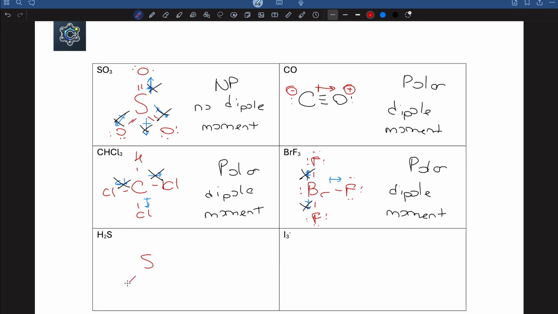H2S is going to look like this, with 2 lone pairs on the sulfur, no lone pairs on the hydrogens, and each of the hydrogen-sulfur bonds are polar, going towards sulfur, and they don't cancel each other out, meaning that this structure is overall polar with a dipole moment.